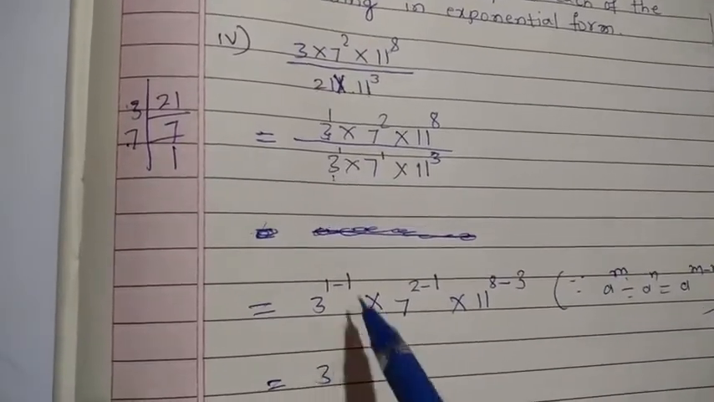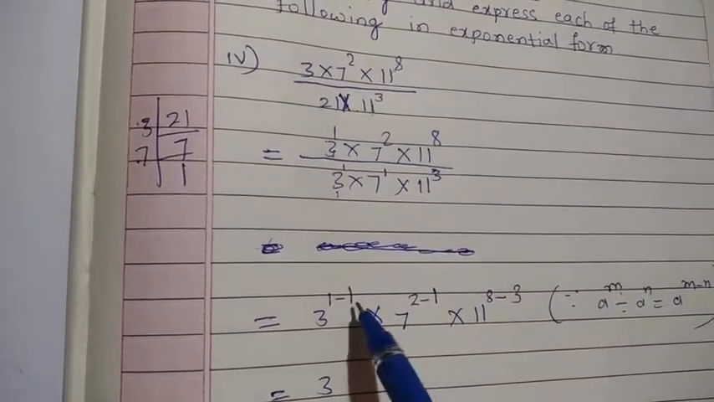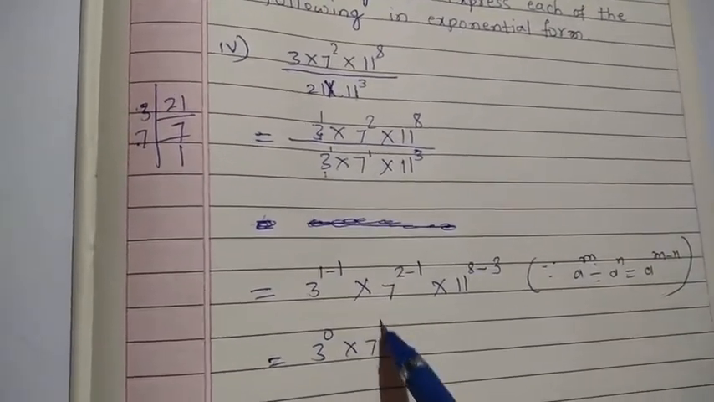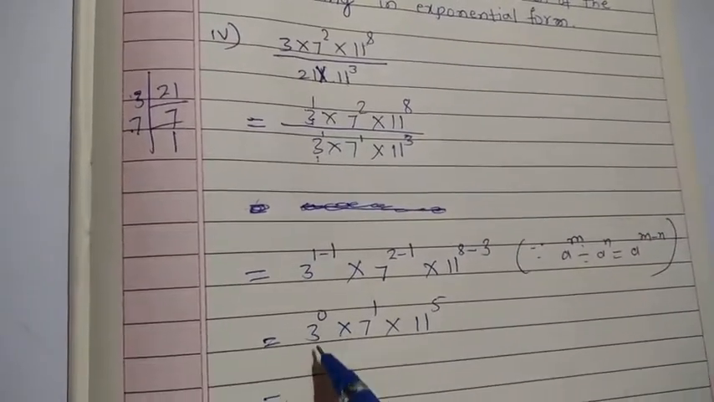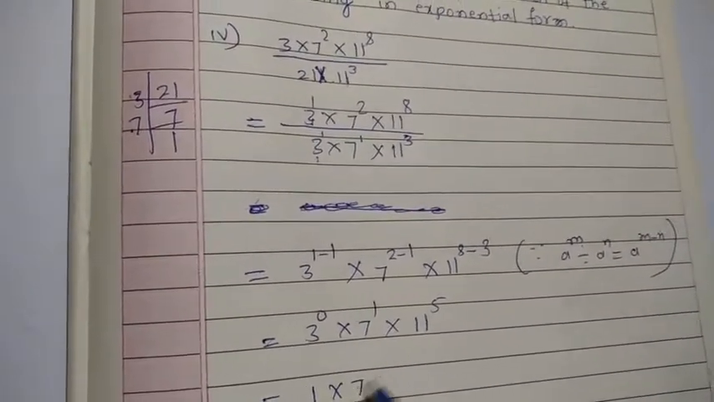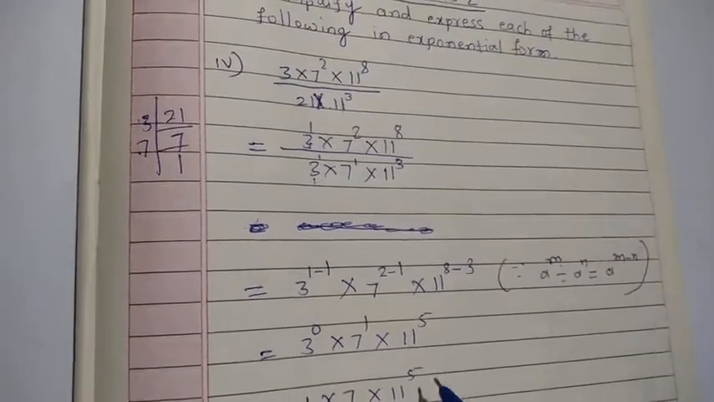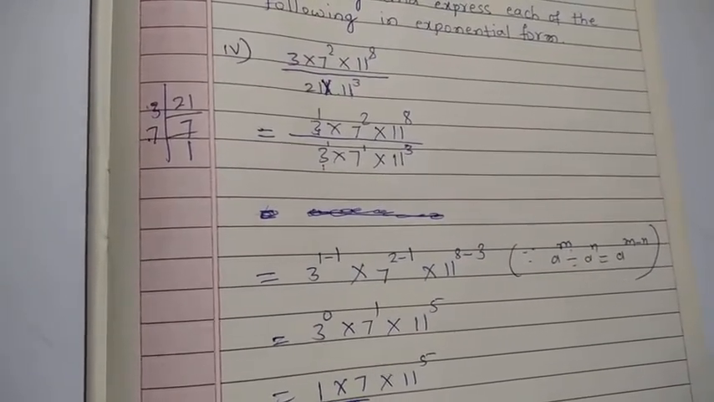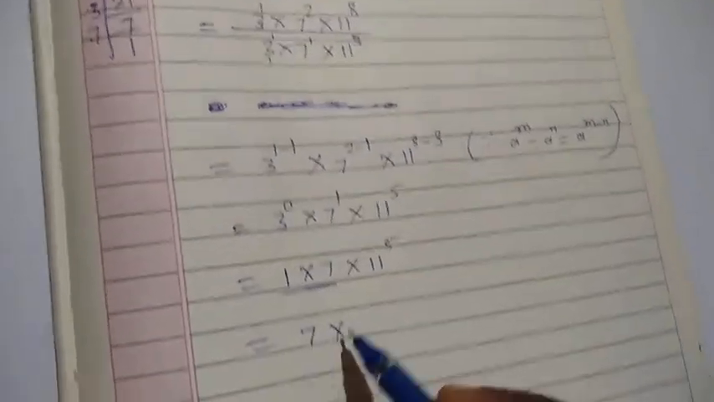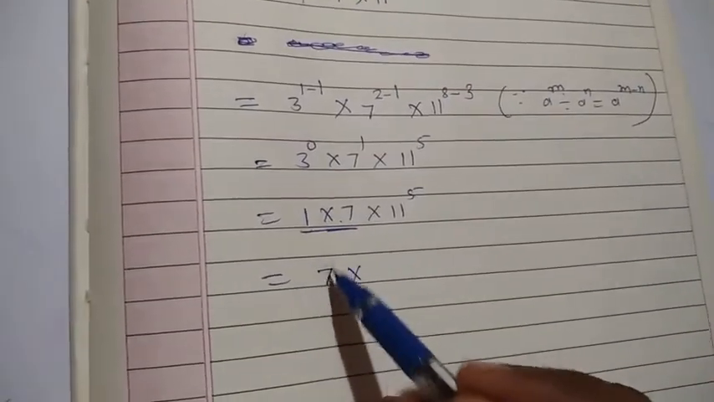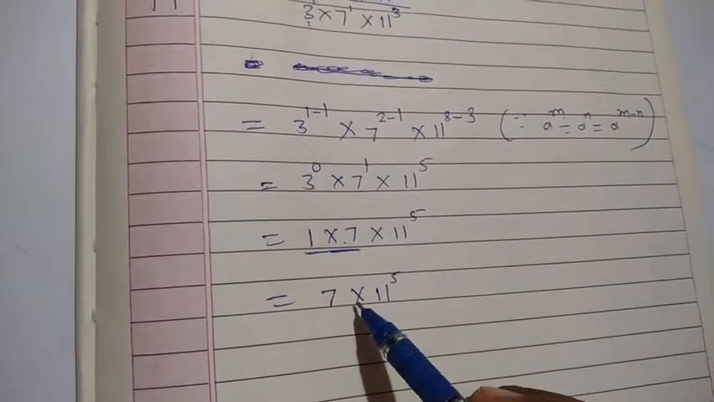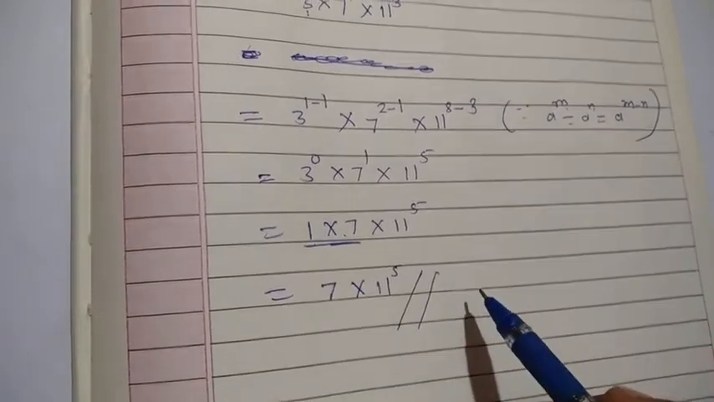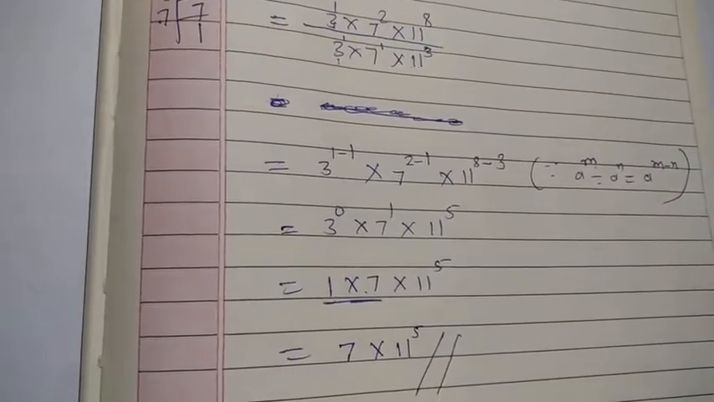Next we have to do the subtraction of the powers. 3 raised to 0, 7 raised to 1 and 11 raised to 5. The value of 3 raised to 0 becomes how much? 1. 7 as it is, 11 raised to 5. After multiplying, we have the answer as 7, and 11 raised to 5 as it is. So 7 into 11 raised to 5 is the solution for this fourth problem. Let me solve the next one.